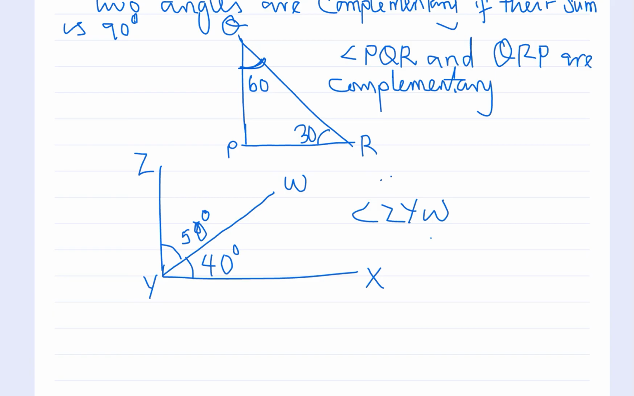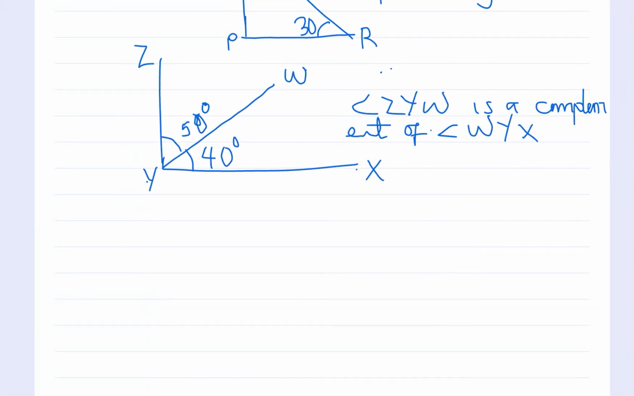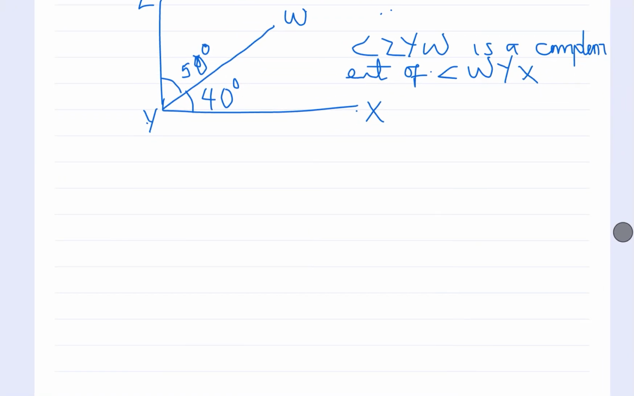So you see that angle ZYW is a complement. You can also say that it is a complement of angle WYX. So that is how you say complementary. And like I said, when you add them up together and you have 90 degrees, that is when you say they are complementary.